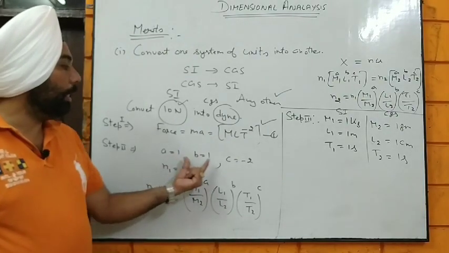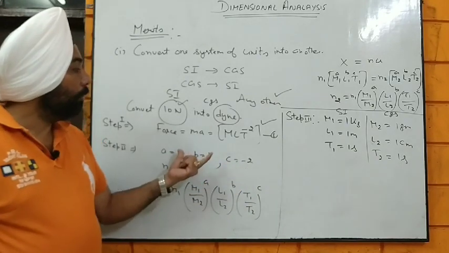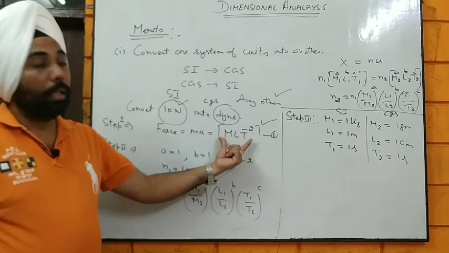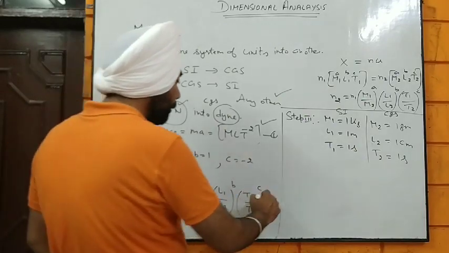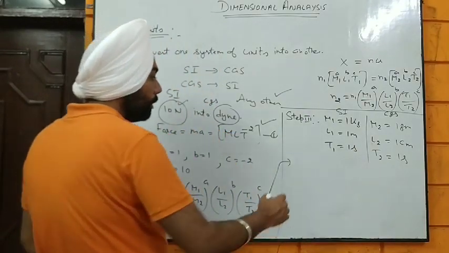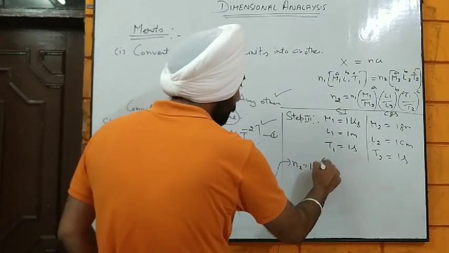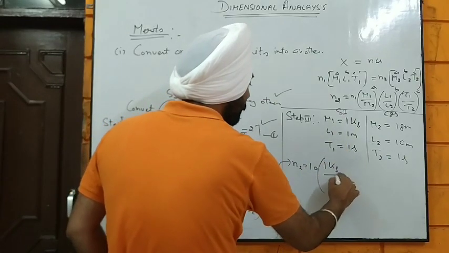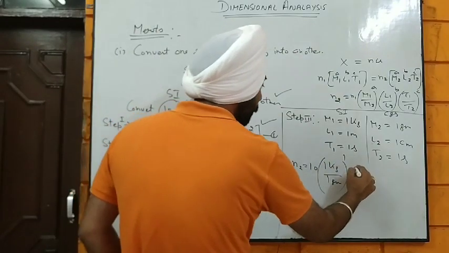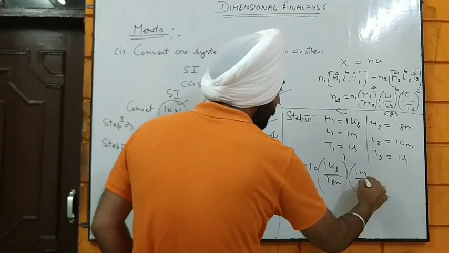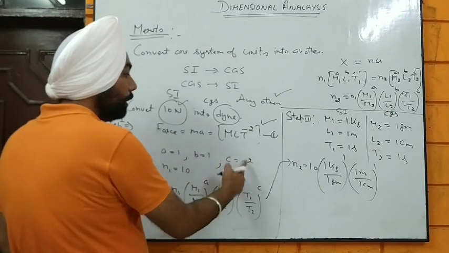The values of A, B and C are already with us. A is equal to 1, B is equal to 1, C is equal to -2, which we have derived from the given physical quantity and the powers of MLT. Now N1 is given to us, 10 Newton. Just putting these values in this formula, we have our answer. So N2 is equal to, now what is the value of N1? That is 10. Now what is the value of M1? That is 1 kg over 1 gram raised to power A, which means the power is 1, and similarly 1 meter over 1 centimeter raised to power 1, because B is also 1, C is -2.